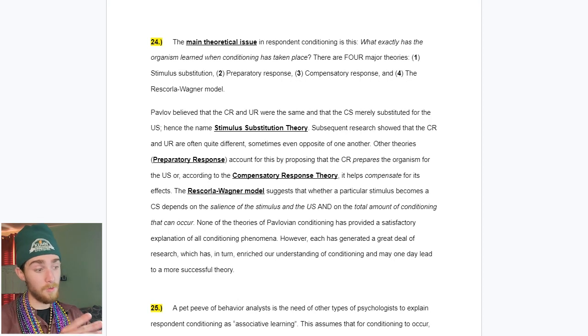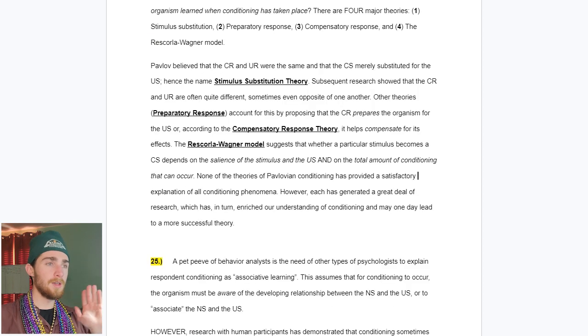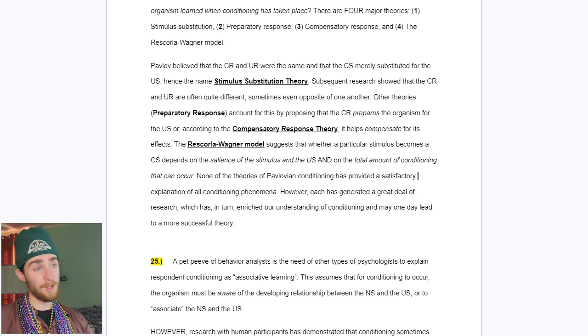Now, you don't need to know these too much in detail, but it is worth just going over them real quick. So, a shorthand for this: stimulus substitution, the conditioned stimulus simply substitutes for the unconditioned stimulus. Preparatory response is the idea that the conditioned response prepares the organism for the unconditioned stimulus. Compensatory response theory is the idea that the conditioned response helps to compensate for the effects of the unconditioned stimulus, which will ultimately elicit the unconditioned response.